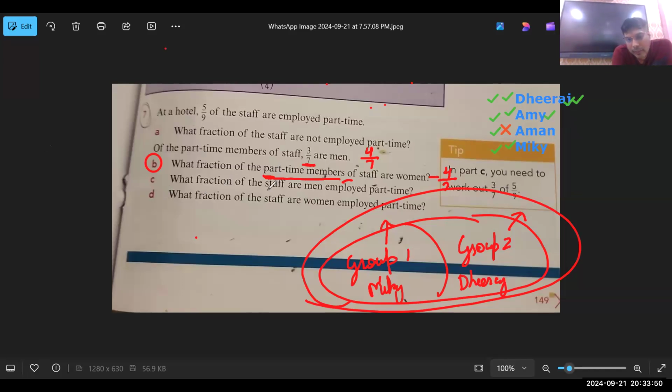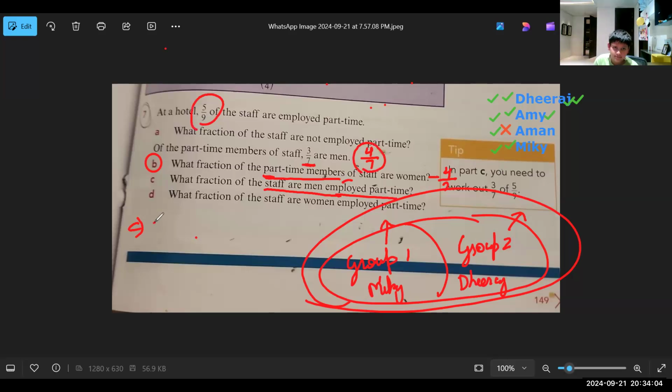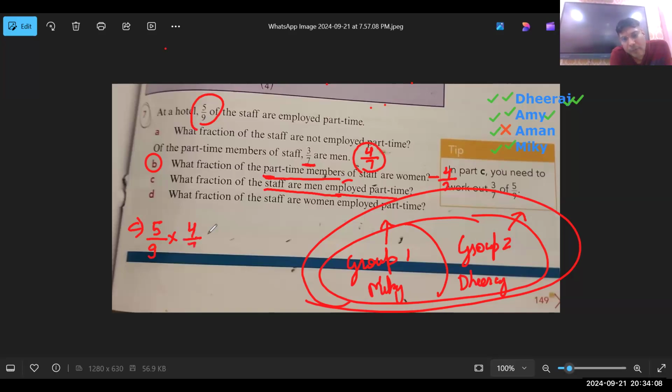So C: fraction of the staff are men employed part time. C part. अब ये उन्होंने पूछा है फ्रैक्शन ऑफ द स्टाफ. तो मेन कितने हैं? 4/7 ऑफ 5/9. सो 5/9 टाइम्स 4/7, क्योंकि इन्होंने फ्रैक्शन ऑफ द होल स्टाफ पूछा है. 3/7 है, सॉरी यार, 3/7. सो इट विल बी 5/21.